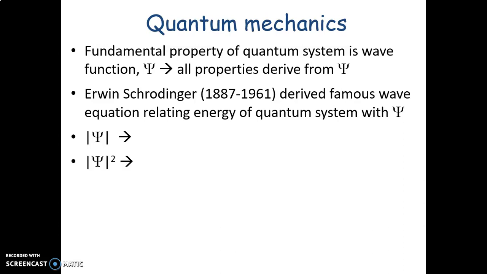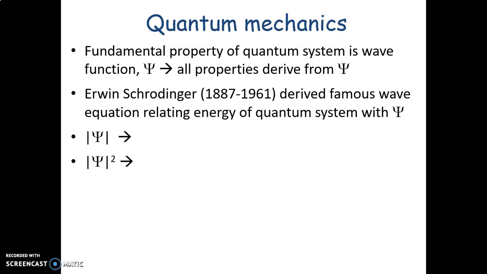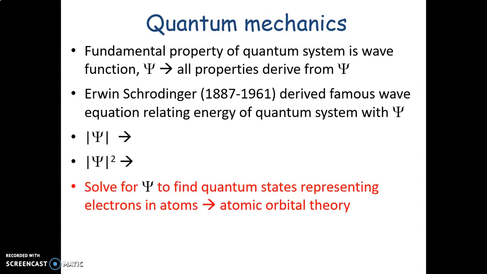The math isn't important. I will say that the square of the absolute value of the wave function is significant because that defines the probability of finding the electron associated with a given wave function, which we'll talk about in a minute. You solve for the wave function to find the quantum states representing the electrons in atoms.